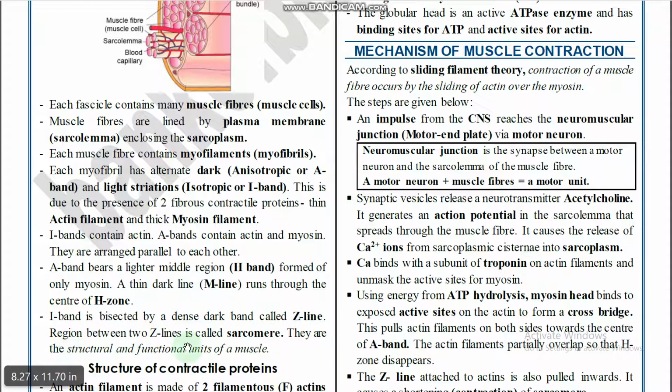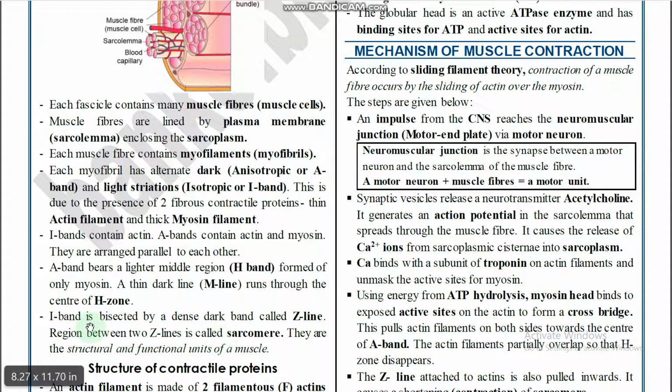So the region between two Z lines is called a sarcomere. So one I band Z line and another I band Z line. The distance between two Z lines, the part between two Z lines, is called a sarcomere. Sarcomere is the contractile unit of the muscle. It is the structural and functional unit of a muscle, right? So what is a sarcomere? The region between two Z lines is called a sarcomere.